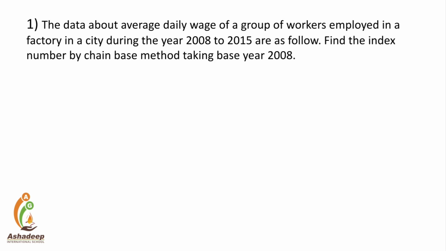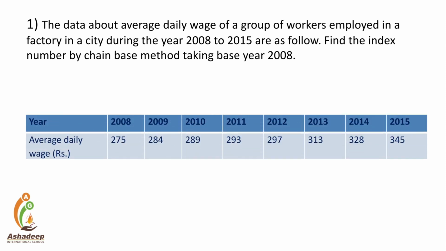This is the first question: the data about the average daily wage of a group of workers employed in a factory during the years 2008 to 2015 are as follows. Find the index number by the chain based method. Now the question is given here. This is the information about the question. The years given are 2008 to 2015. The information is very important, for which we have to find the chain based index number. We have to find the chain based index number for average daily wage.